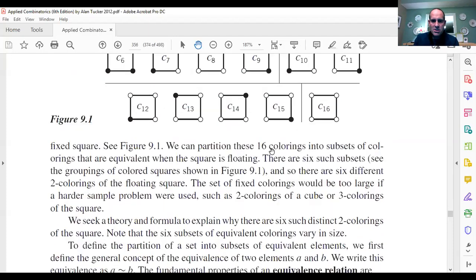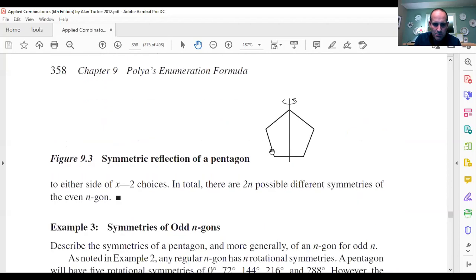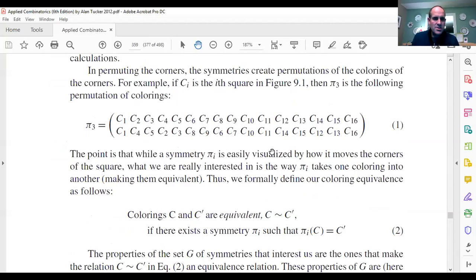So let's go down here and just make sure that that's true, just so that we can have peace of mind here. Okay. C1 goes to itself, C2 goes to C4, and C4 goes to C2. C3 and C5 flip back and forth. That's what that 2-line array notation is saying. C6 and C8 flip back and forth, so do C7 and C9. As we said, C10 and C11 are going to be fixed. C12 and C14 flip back and forth, so do C13 and C15, and C16 is fixed.